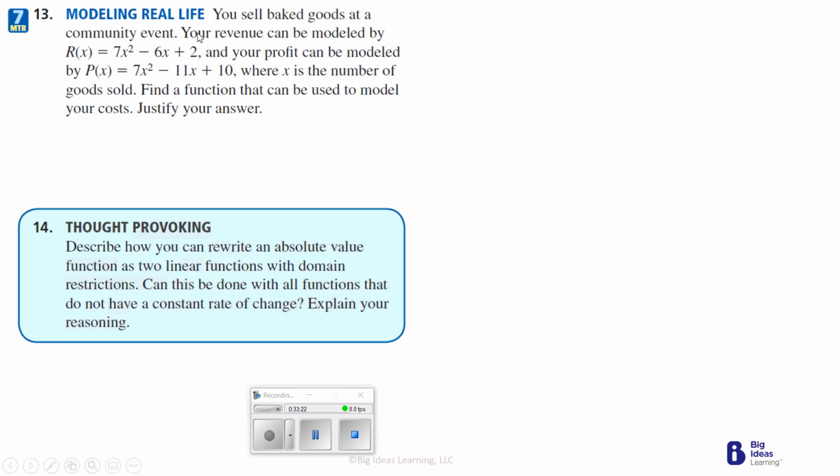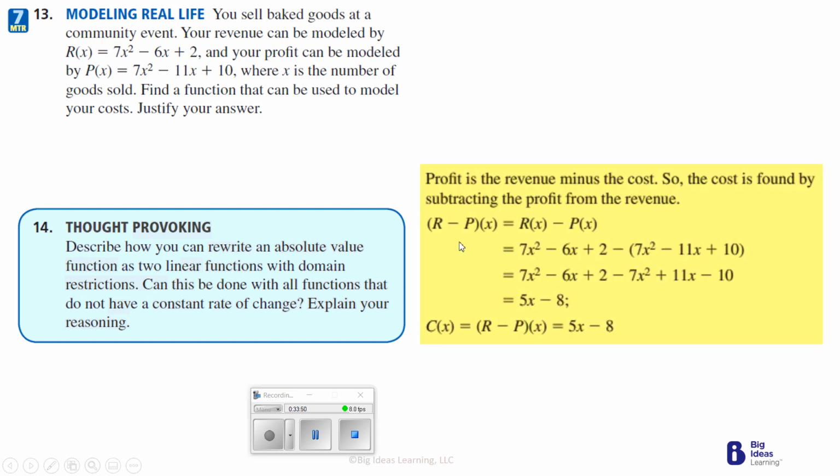You sell baked goods at a community event. Your revenue can be modeled by R of x equals 7x squared minus 6x plus 2. And your profit can be modeled by P of x equals 7x squared minus 11x plus 10, where x is the number of goods sold. Find a function that can be used to model your costs, and justify your answer.